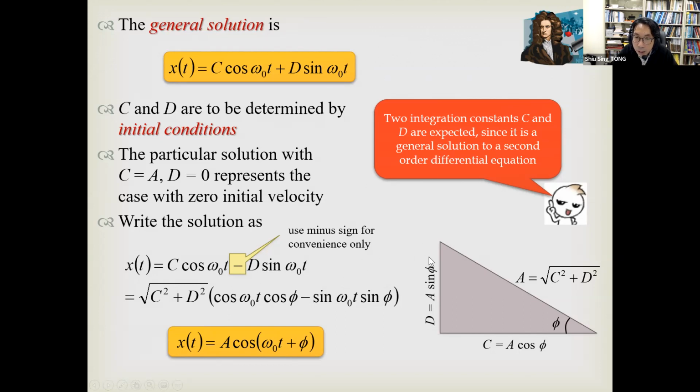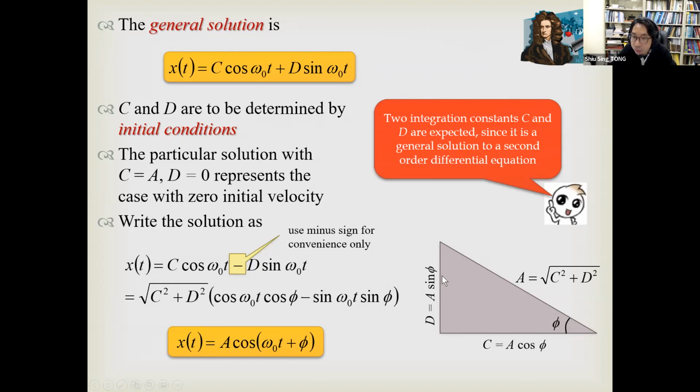Now let's draw this triangle. We draw a right angle triangle with the height D and the base equal to C. So D and C are the height and the base of this right angle triangle. So we represent the coefficients C and D by these two sides. And the hypotenuse of the triangle will of course be equal to the square root of C squared plus D squared, which we denote by A. A is defined as the square root of C squared plus D squared. Okay, and we define this angle here to be phi.